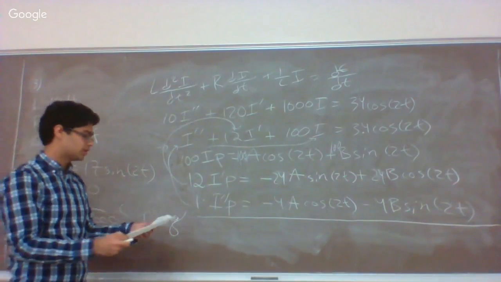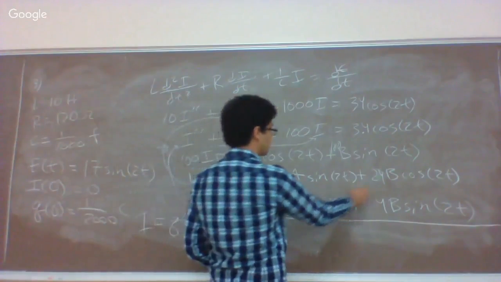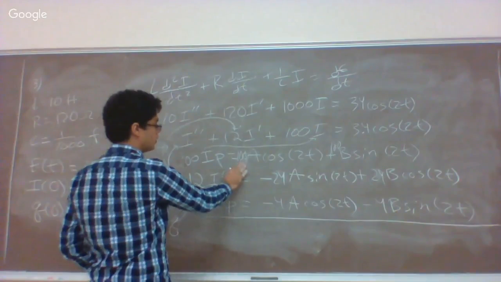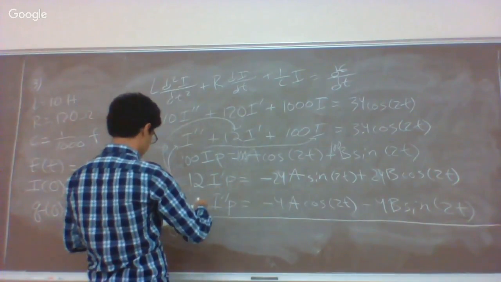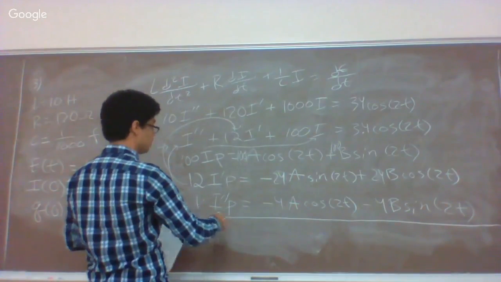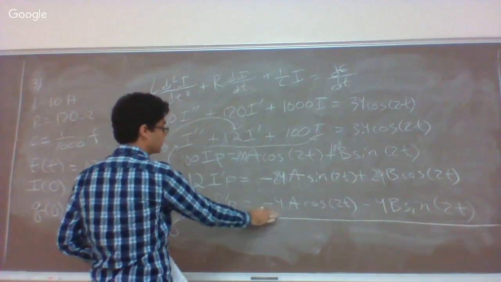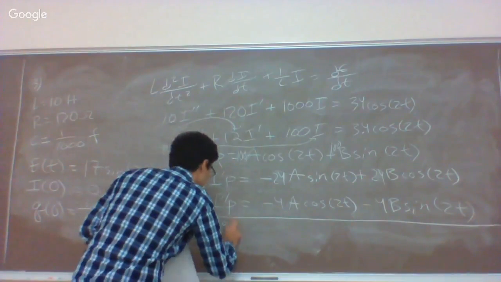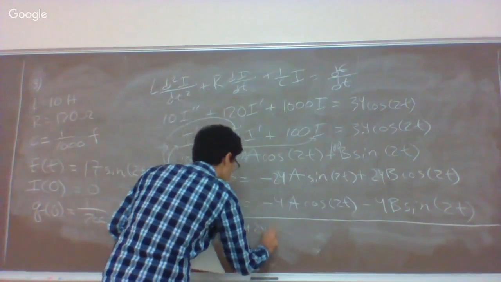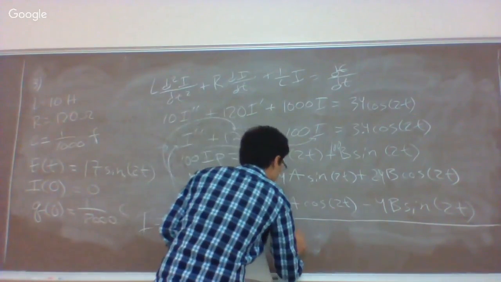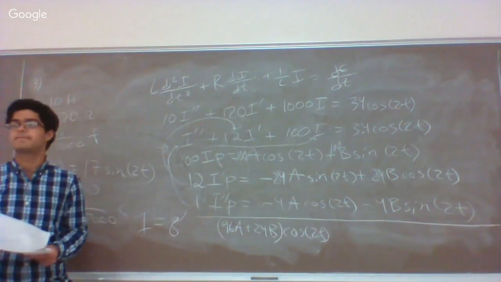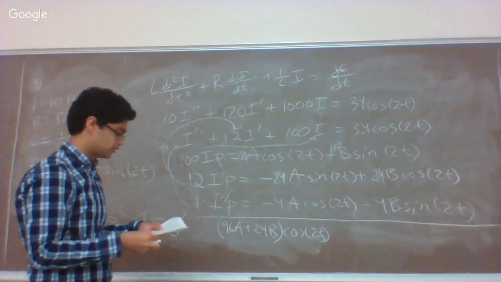When I add everything, I can add my cosine terms together. So I get 100 plus 24 minus a 4. Sorry. 100A minus 4A is a 96A plus 24B, and that's multiplied by cosine of 2t. Adding the like terms.